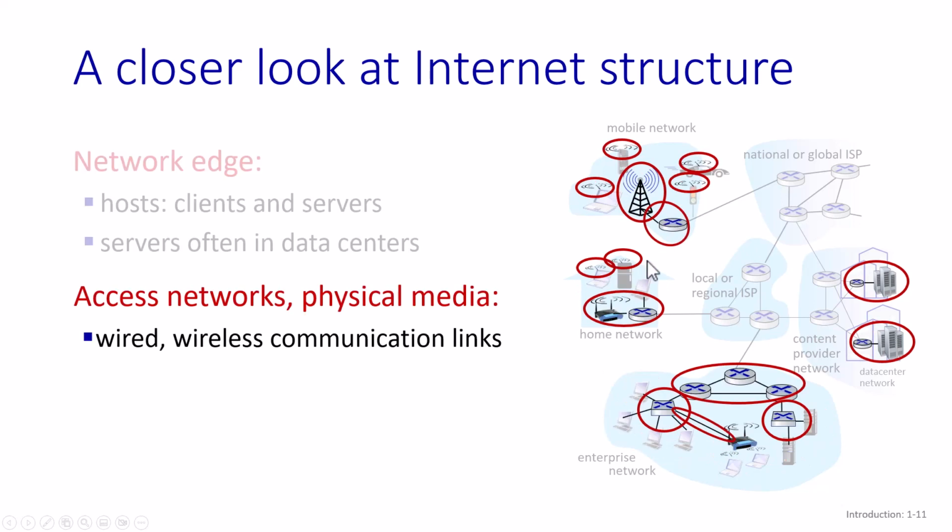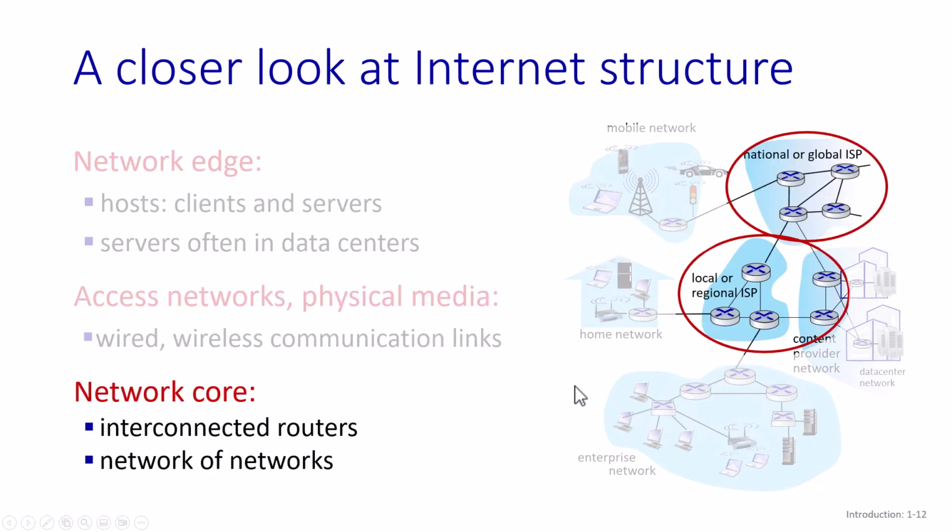Now, how do we access the internet? Well, we can access the internet through wired links, and over here we have wired links, and over here as well. We can also access the internet via wireless links, such as at our homes through wireless routers. And at the network core, we have interconnected routers, which help us form a network of networks.